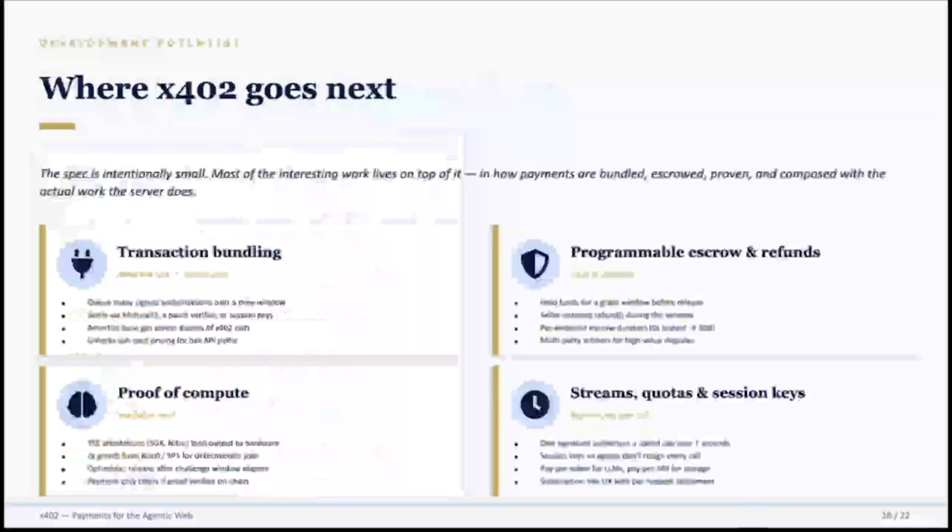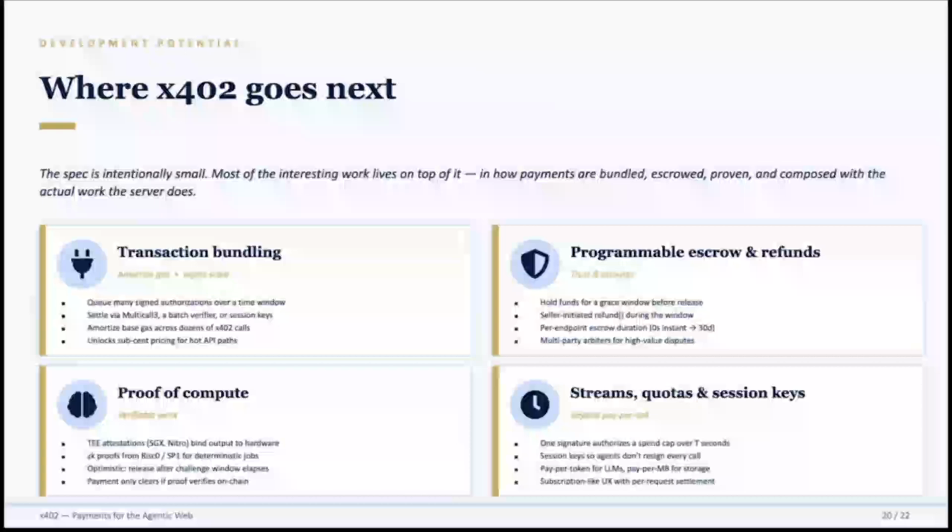So where does X402 go next? I think right now it leverages the existing 402 HTTP Web 2 infrastructure. So in a sense, it's not astounding technology in itself. I think it's powerful in the sense that there's a lot of things you can build on top of it in terms of applications.